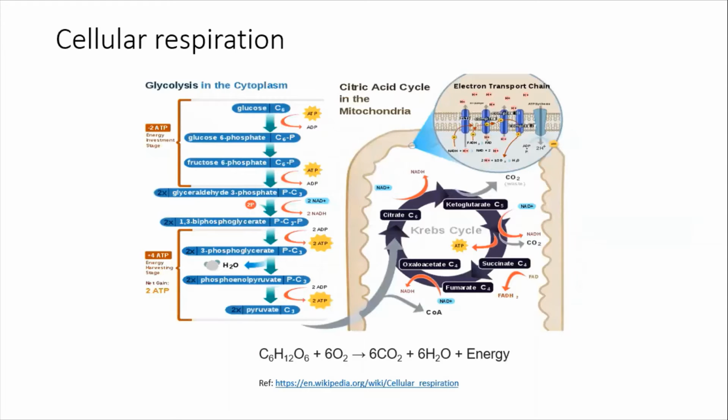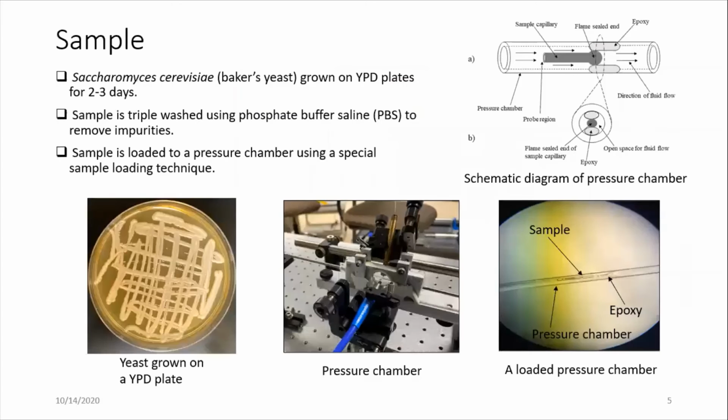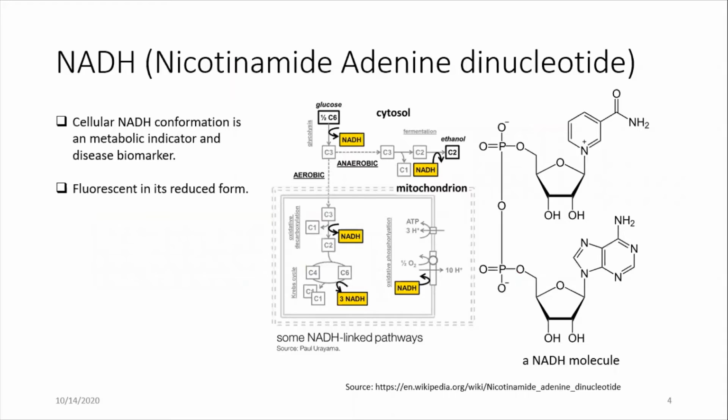Cellular respiration is a complex process that occurs in the cytoplasm and in the mitochondria, and the most important part of cellular respiration occurs in the inner membrane of the mitochondria, also known as the electron transport chain. One of the important cofactors that takes part in cellular respiration is NADH. NADH in its reduced form is fluorescent in nature. So it turns out that we can monitor cellular respiration with the help of the autofluorescence coming out of the NADH when we excite it with a UV pulse.